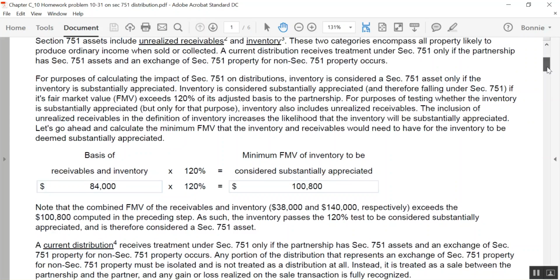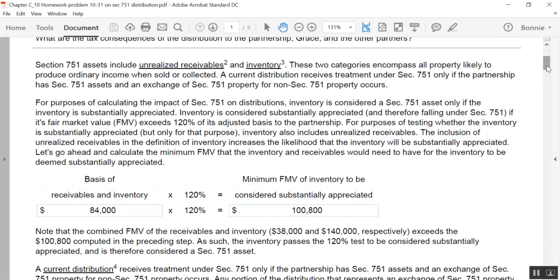so here's an example, and this is now getting into the problem.